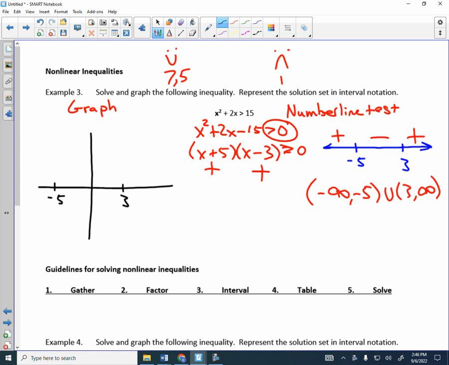You guys are super smart. What does the graph of x squared look like? What shape does it make? Parabola. Right side up or upside down? Right side up because it's a positive x squared, right? So I'm going to draw a right side up parabola that goes through negative 5 and positive 3.